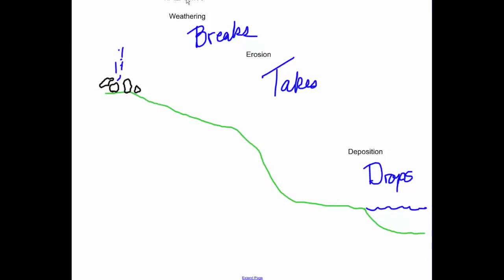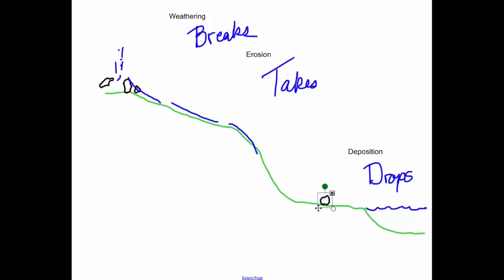Now this rain is going to be running down the hill. And so if it's running fast enough, it's going to take some of these rocks with it. And so the faster that water is moving, the more it can take and the faster it can take it. So erosion moves this rock. Now it's going to keep moving as long as the water is moving fast enough. Obviously the smaller particles can go further.